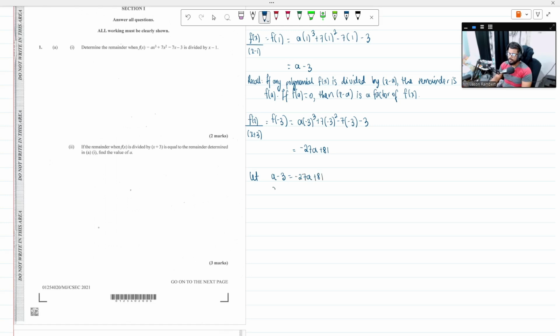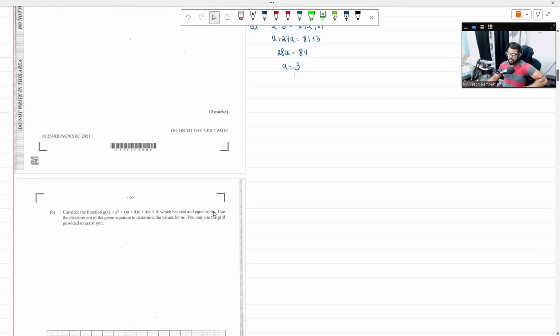Move it around. I'll get a plus 27a is equal to 81 plus 3. I'll get 28a is equal to 84. And a is equal to 84 divided by, sorry, 84 divided by 28. That looks like 3. a is equal to 3. Bam shot. Easy peasy. Part 1a looking like it's done.